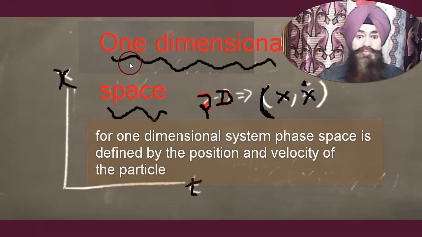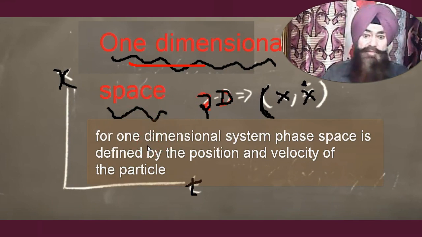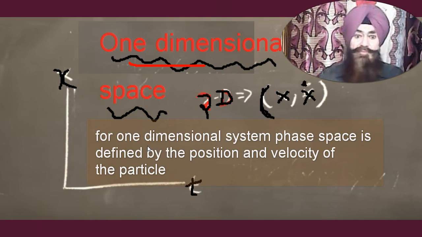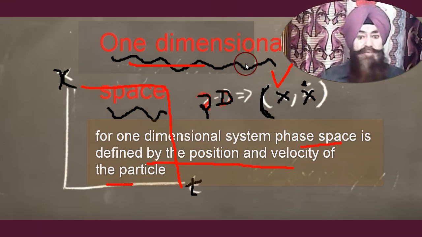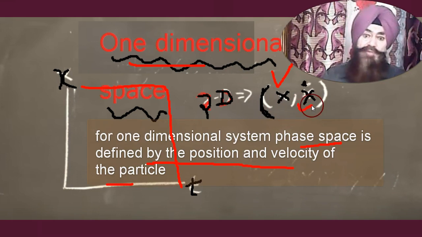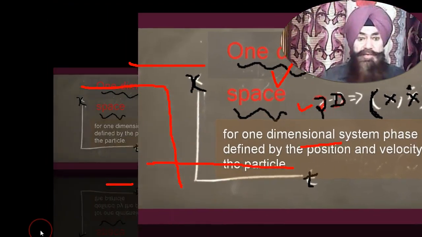Now let's consider one dimension. In one dimension, the particle is moving only along one axis, one direction. If the particle is moving along the x-axis, then at any time t, we need only one coordinate for position and one coordinate for the velocity or the momentum. What is velocity? x dot, which means dx over dt.